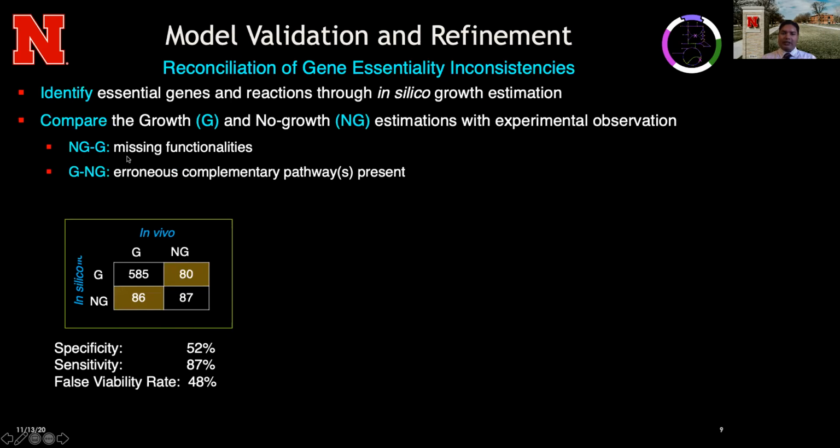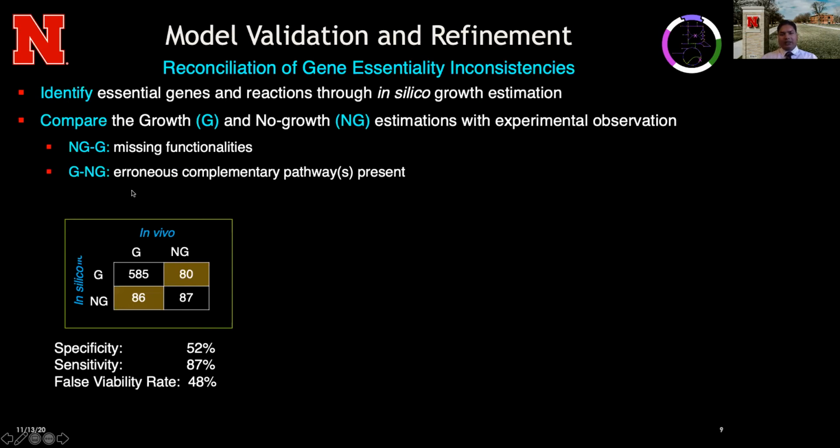One is called NGG, where the model is predicting a gene to be essential, but it is not actually essential. That means the model is missing some functionalities that should be present. The other type of inconsistency is GNG, where the model is predicting a gene to be non-essential, where in reality it is an essential gene. It can happen if there are erroneous pathways present in the model.